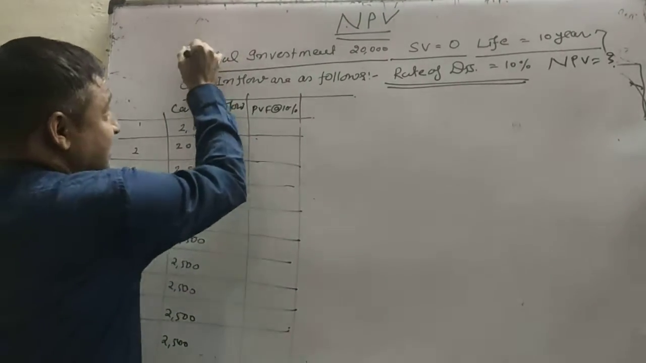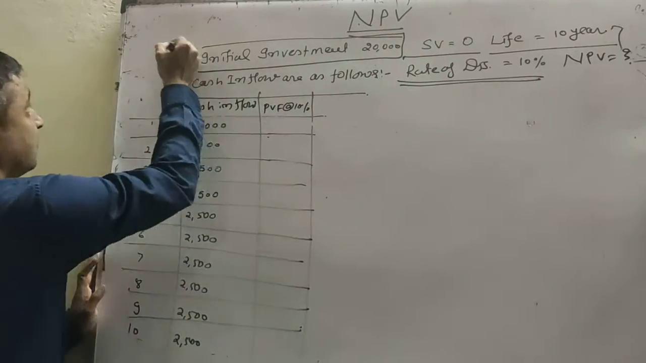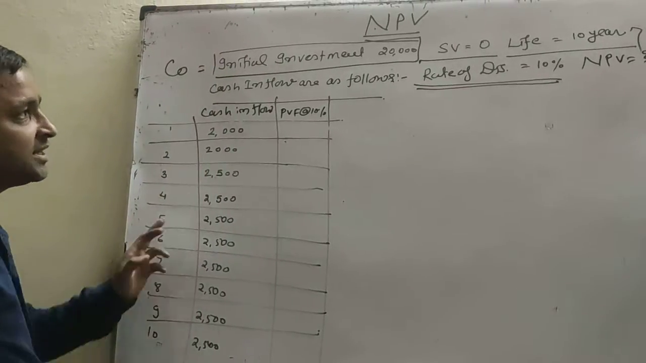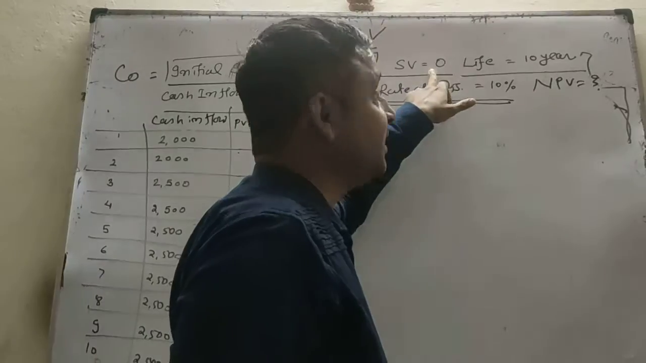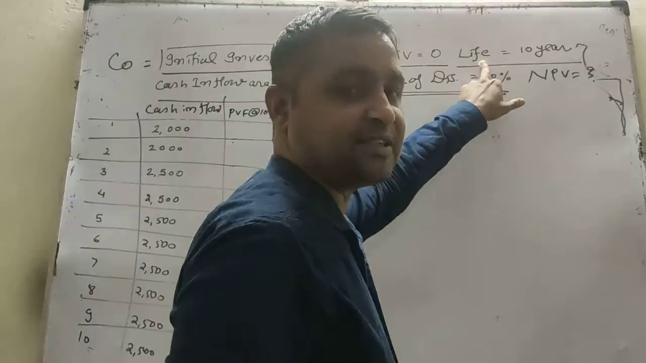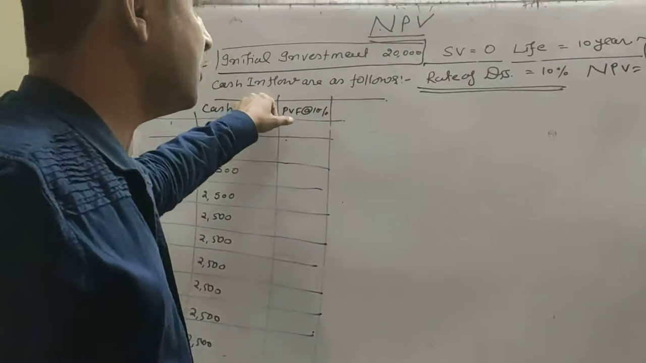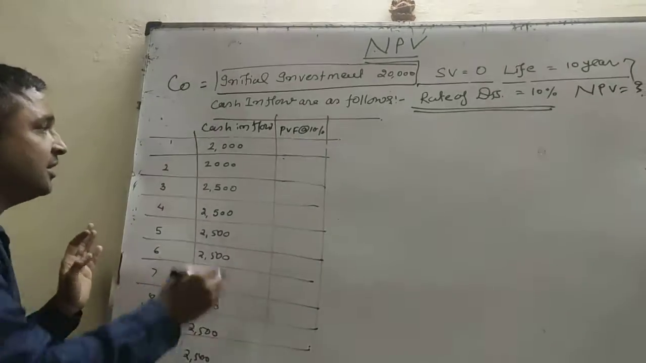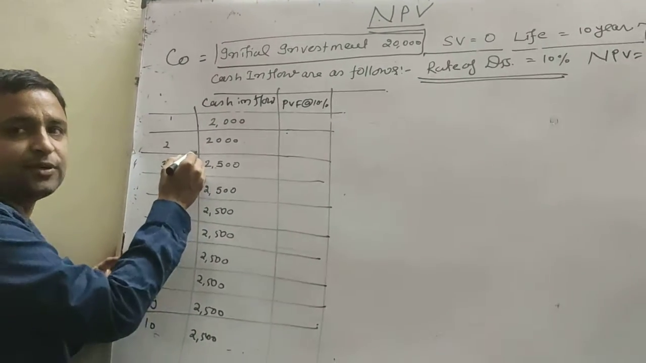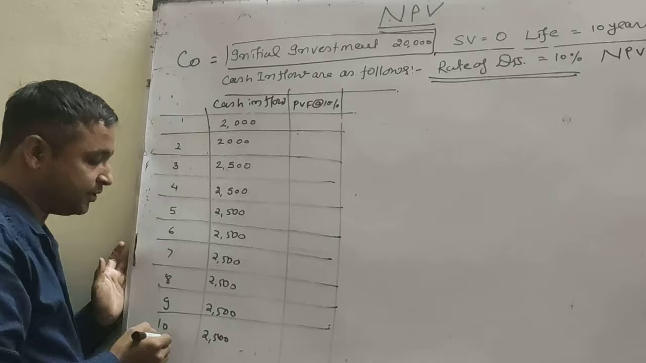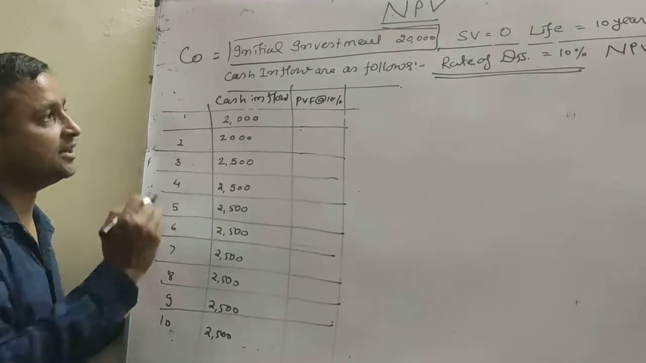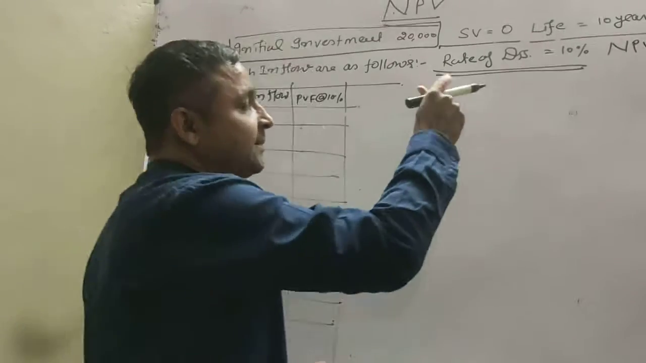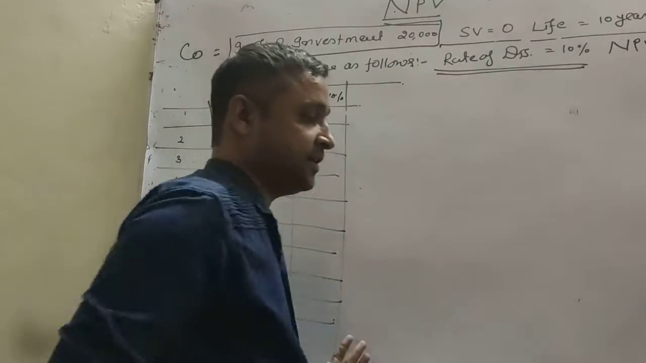Once again, initial investment means cash outflow. Cash outflow of the project equals 20,000 rupees. Salvage value is 0. The life of the project is 10 years. Cash inflows are as follows: in the first year 2,000, second year 2,000, and from the third year till the 10th year you are getting 2,500 each year. The rate of discount is 10%.